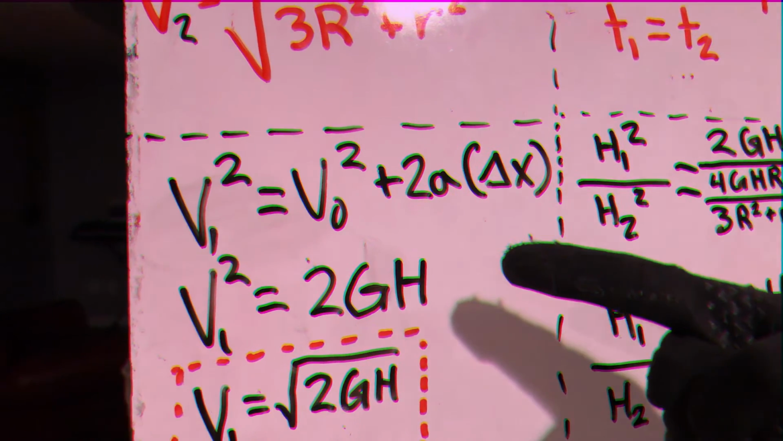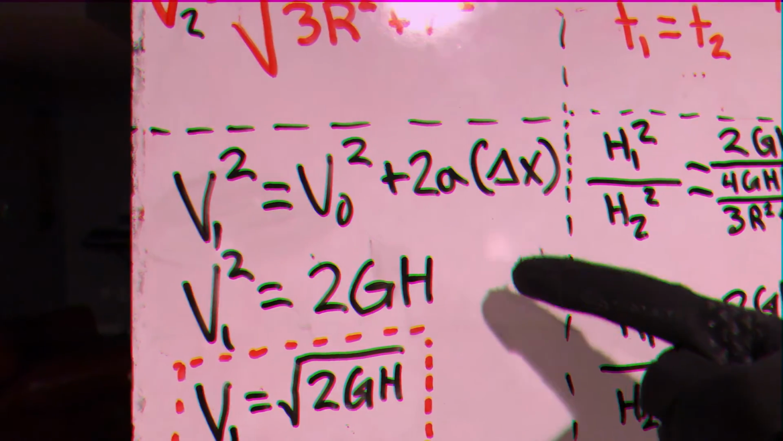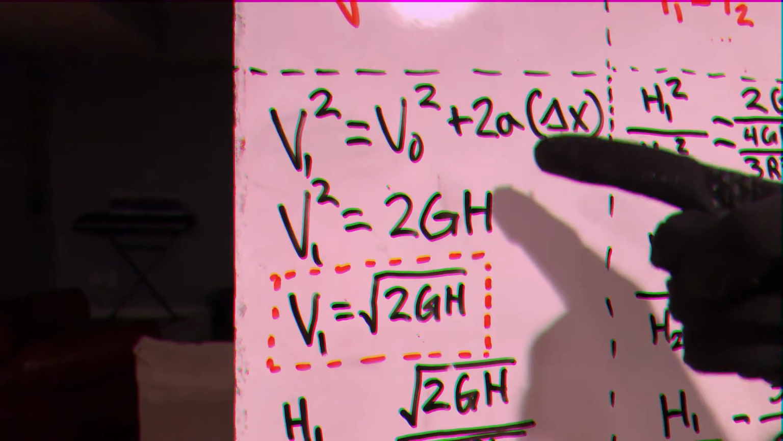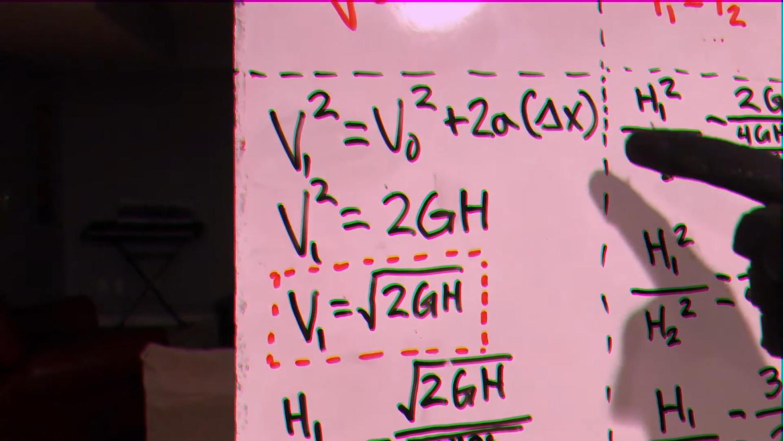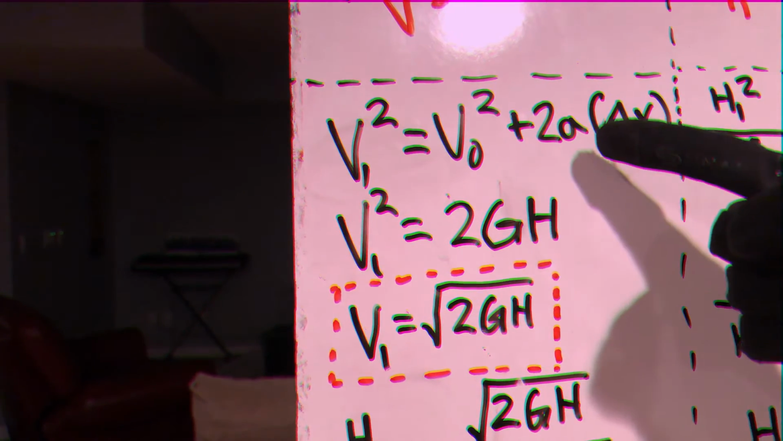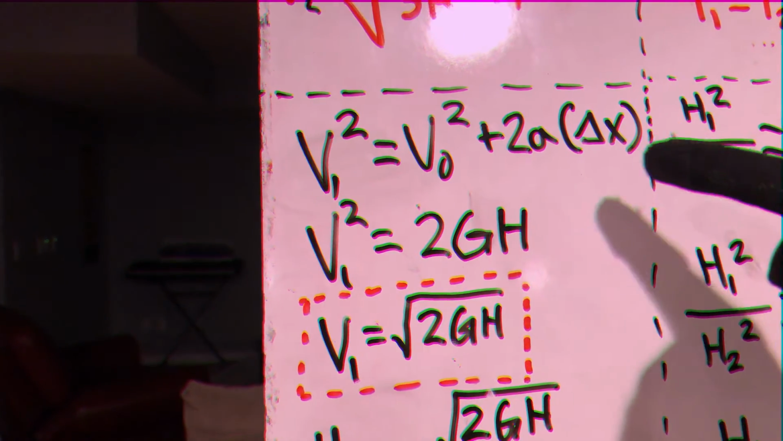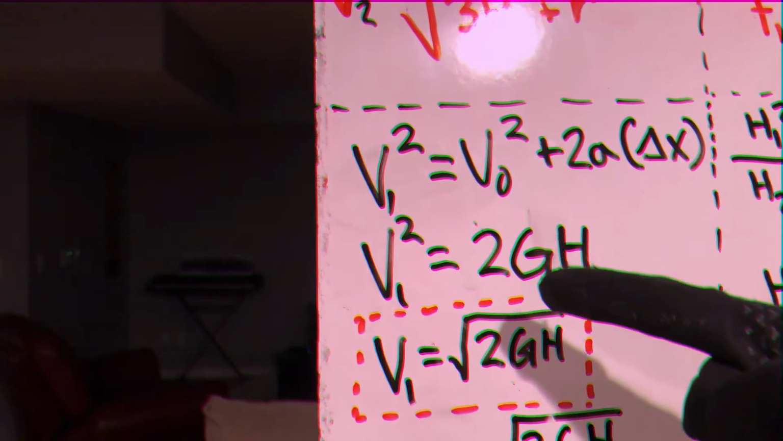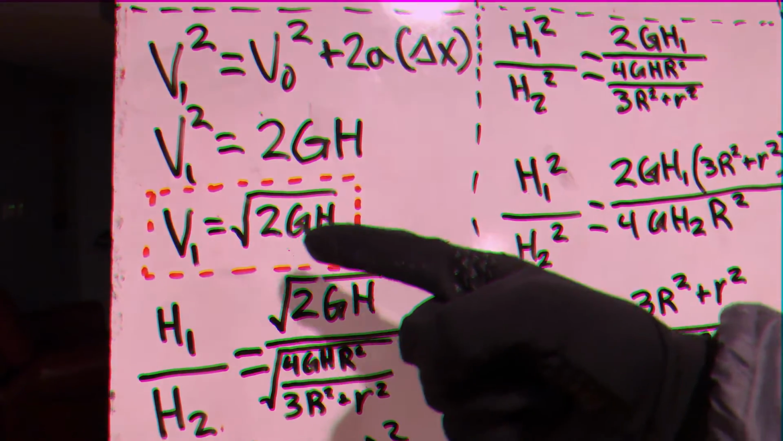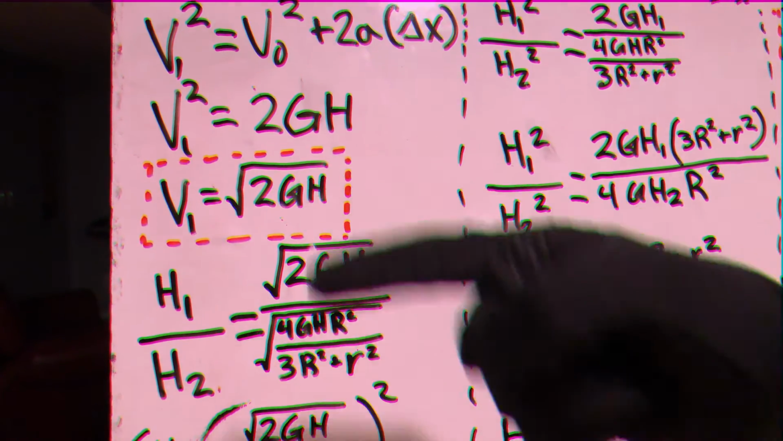To find the velocity of the first roll, we're going to be using kinematics. Velocity squared is equal to v naught squared plus 2 times the acceleration times delta x. You can plug in gravity for the acceleration and height for delta x, so we get velocity squared is equal to 2 times gravity times height, or the square root of 2 times gravity times height is equal to velocity.